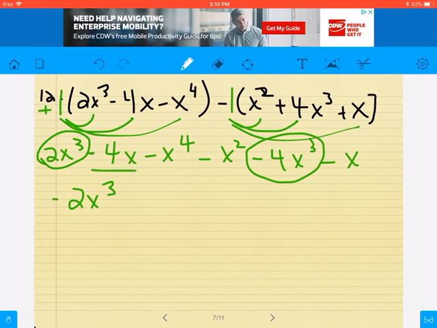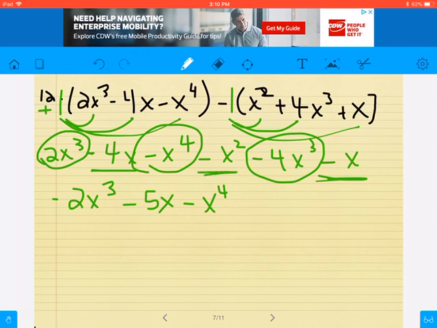Then we've got our negative 4x, so I'm looking for another x term, which is going to be this negative x down here, or down at the end, and if I combine those two, I'm going to get negative 5x. Looking for an x to the fourth to combine with this negative x to the fourth. I'm not seeing any, so that means that that's just going to stay the same. Okay, nothing about that one's going to change.